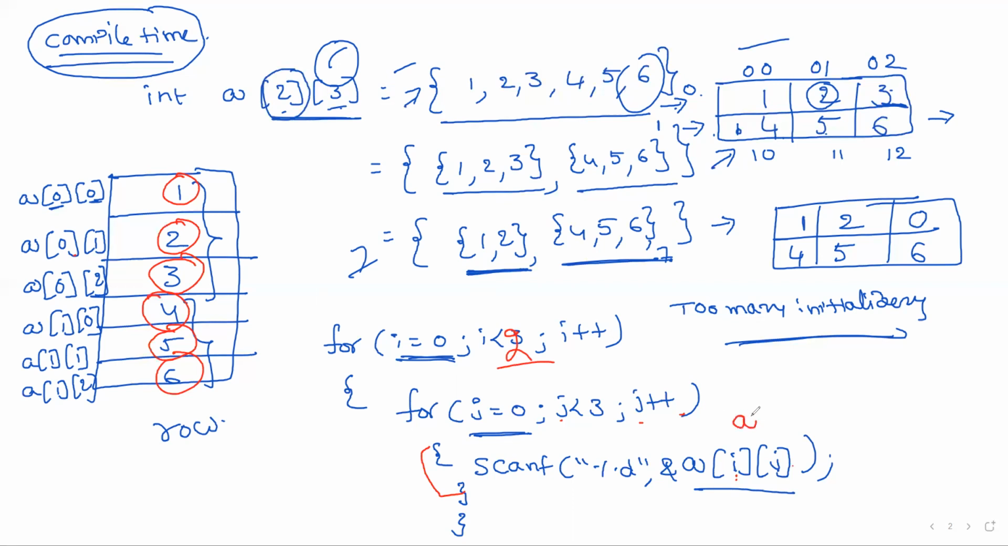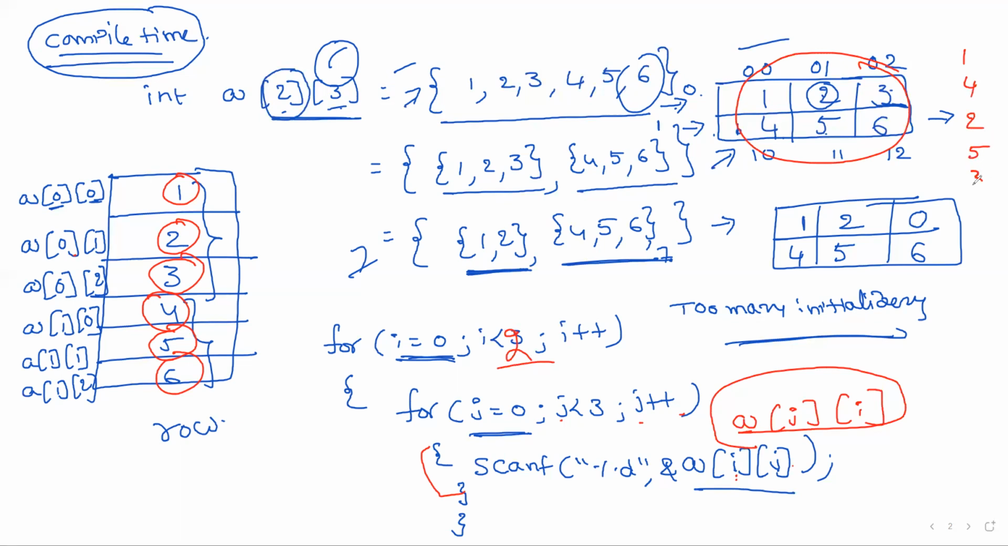If you are writing like this, a of j i instead of i j, it means simply this is the transpose. That is the column major order. First we are filling the columns followed by rows. For example, for this, we are filling like this: 1, 4, first column; 2, 5, second column; 3, 6, next column.